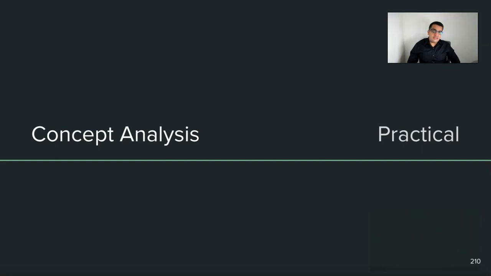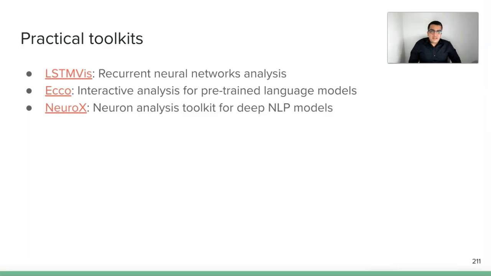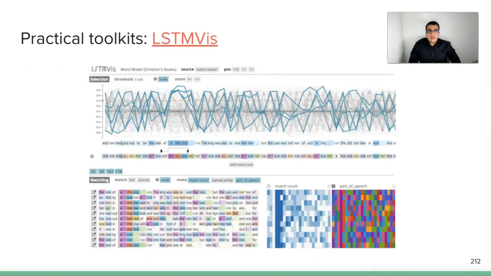So now let's move on and take a look at some actual toolkits and code that we can use to perform concept analysis. This field is still relatively new, so not a lot of toolkits that target neurons directly are available. We will discuss 3 toolkits today that can help us in visualizing individual neurons or groups of neurons, as well as help us in analyzing the role and functions of these neurons. The first toolkit we will discuss is LSTM-Viz.